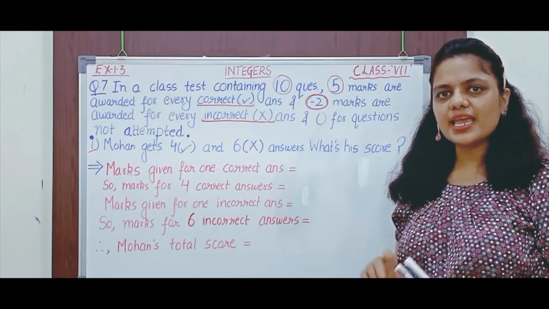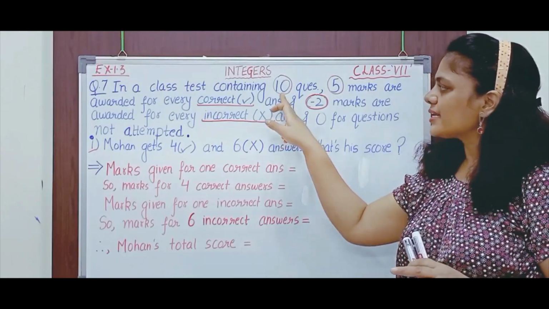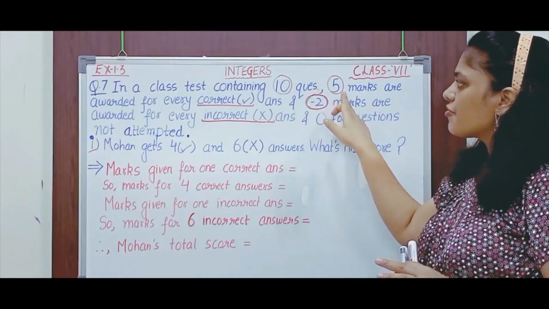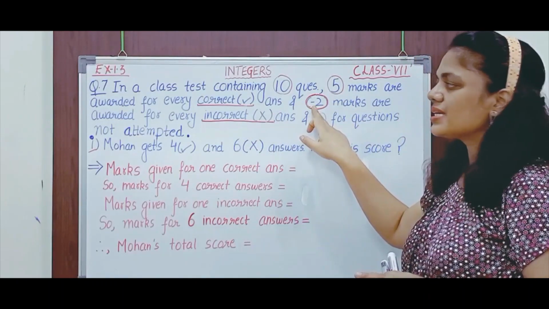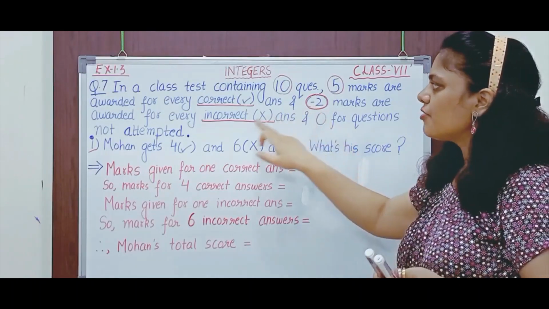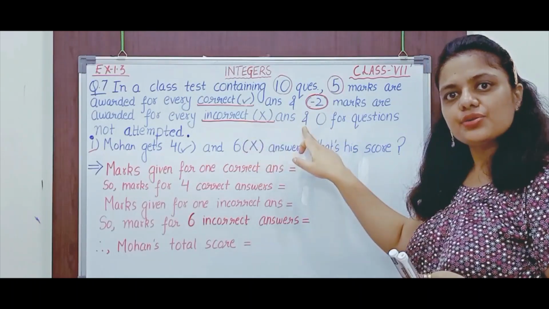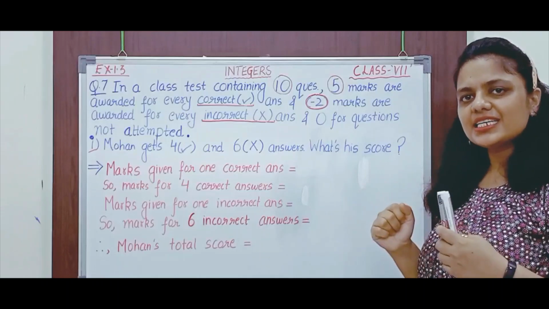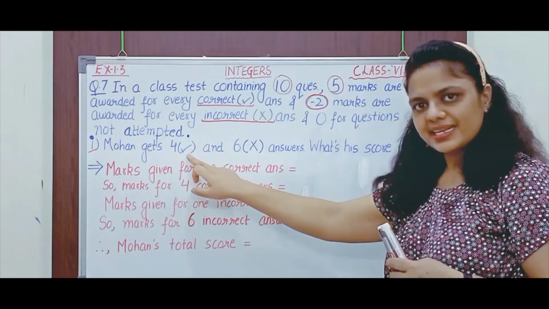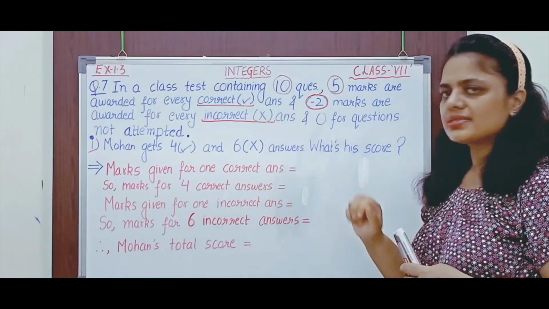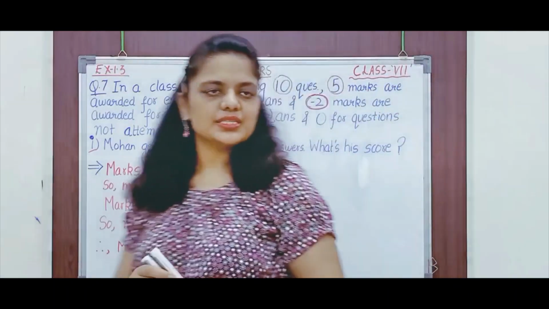Now what is the question saying? There is a class test which is 10 questions in total, wherein 5 marks are given for every right answer and minus 2 is being deducted or awarded for every wrong answer, and 0 is given to the question which is not attempted. Now the first part is saying that Mohan has got 4 correct answers and 6 incorrect answers. So we have to find out his total score.